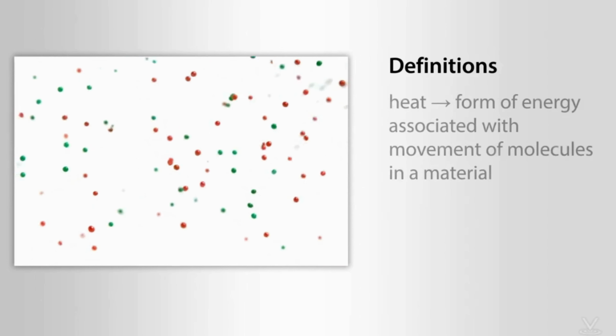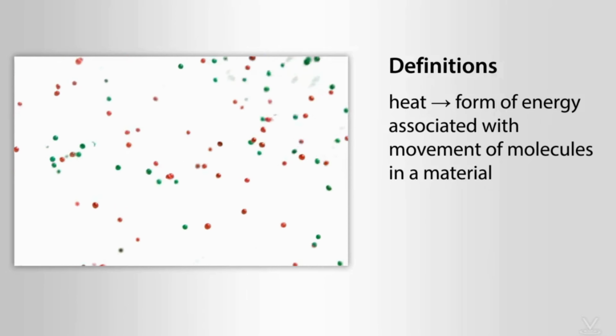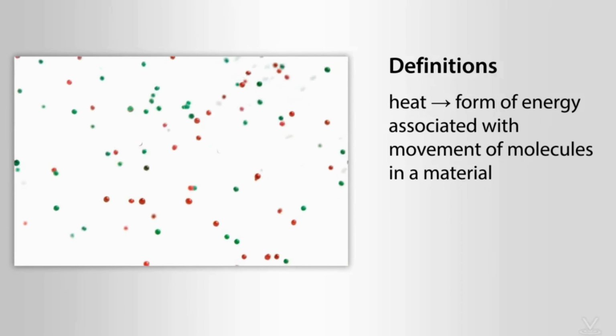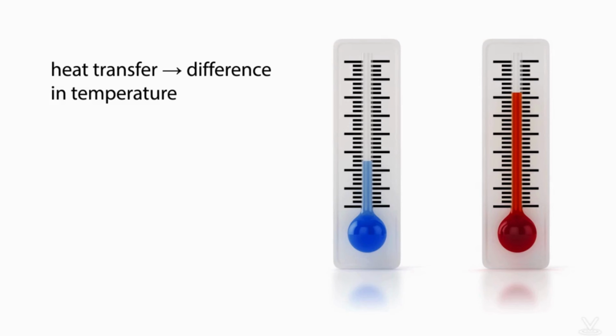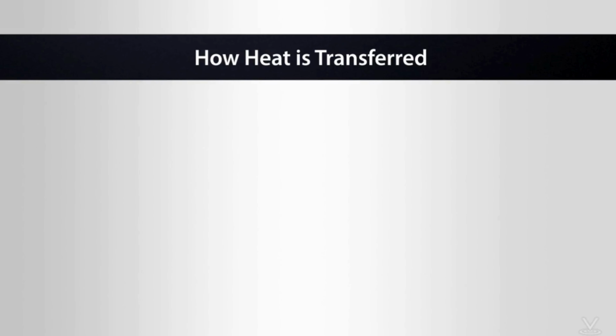Definitions. To understand how heat is transferred, it is important to understand what heat is. Heat is a form of energy that is associated with the movement of molecules in a material. This energy can often be measured as temperature. For heat transfer to occur, there must be a difference in temperature. When there is a temperature difference, heat is transferred from the material with the higher temperature to the material with the lower temperature.